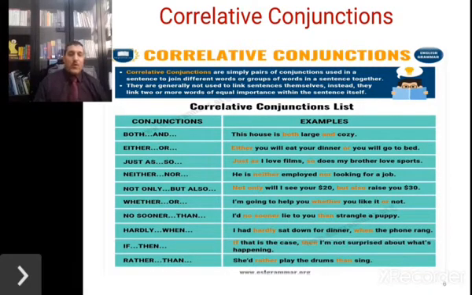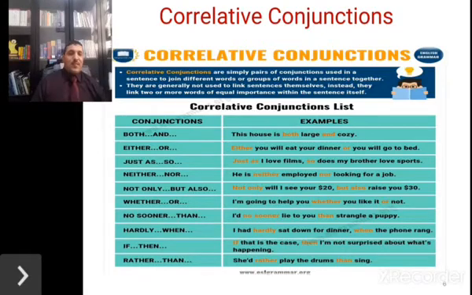Neither and nor. He is neither employed nor looking for a job. Very lazy person. You are neither coming to the university nor contacting your teachers to help you. You are neither attending classes nor studying at home. So, what will be the result? What will be the consequences? The aftermath? Failure. We're so sorry, that will not happen, and we hope not to happen with you.